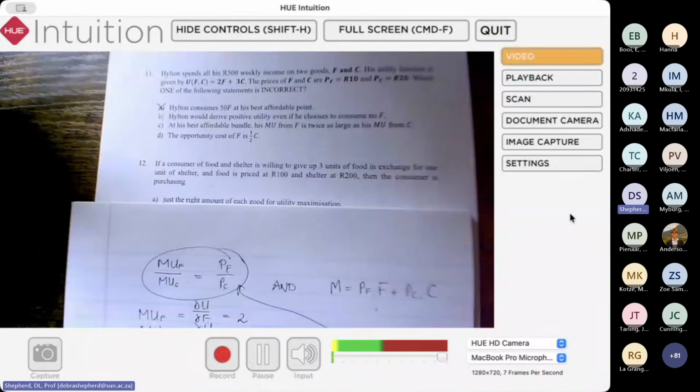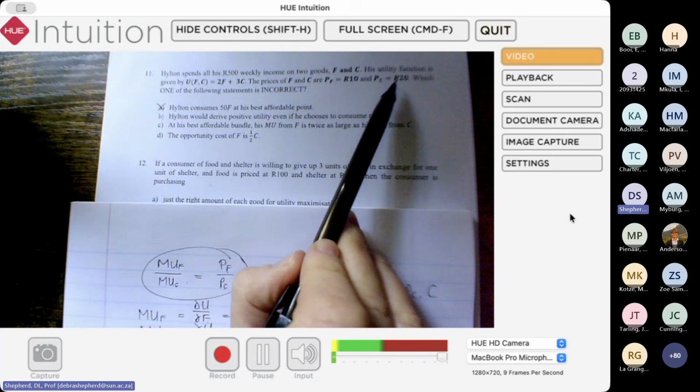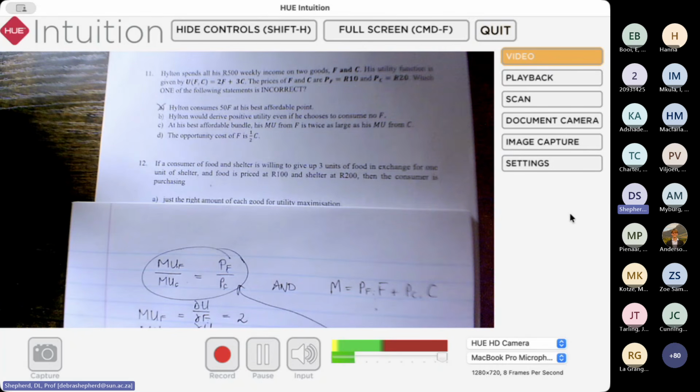Okay, so let's play it out that he spends all his 500 Rand on C because he chooses to consume no F. If he spends 500 Rand on C and C costs 20 Rand per unit, that must mean he's consuming 25 units of C. How much utility would he get consuming no F, but 25 units of C? According to his utility function, he would get 2 times 0 plus 3 times 25. So his utility would be 75 utils. Okay, so B is absolutely true. Hilton would derive positive utility even if he chooses to consume no F. So this is not the correct answer for this question where we're looking for an incorrect answer. Okay, so A is eliminated, B is eliminated.